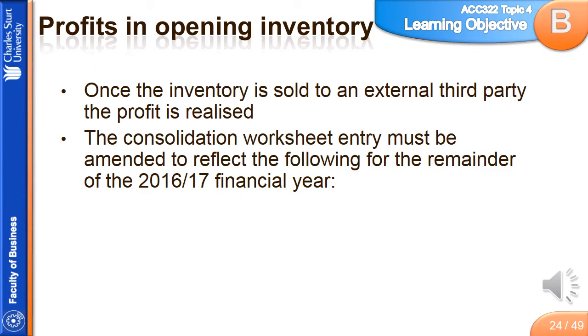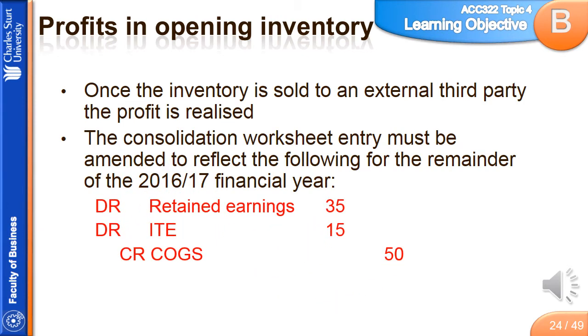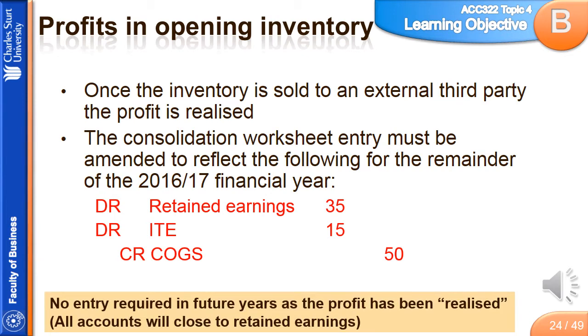So once the inventory is sold to an external party outside of the group, the profit is considered realised, and the consolidation journal entry we prepare as at 30th of June 2017 would be again a debit to retained earnings of $35. No change there as to whether it was sold or not. Now we've got a debit to income tax expense $15 and a credit to COGS $50. And this entry wouldn't be required in future periods as the profit's now realised and no further action is required in the future.